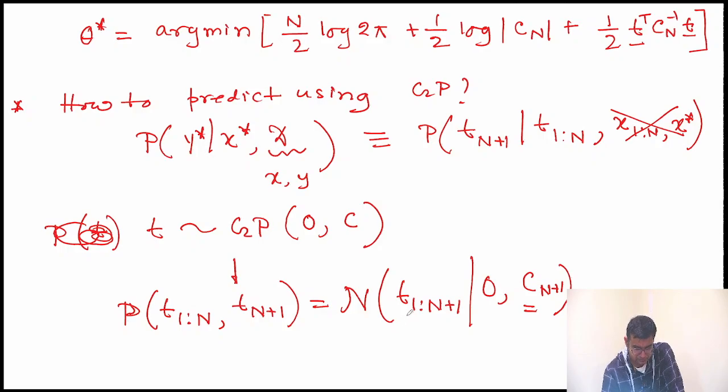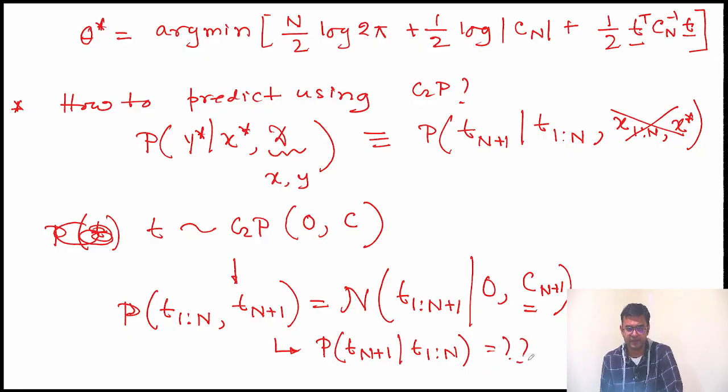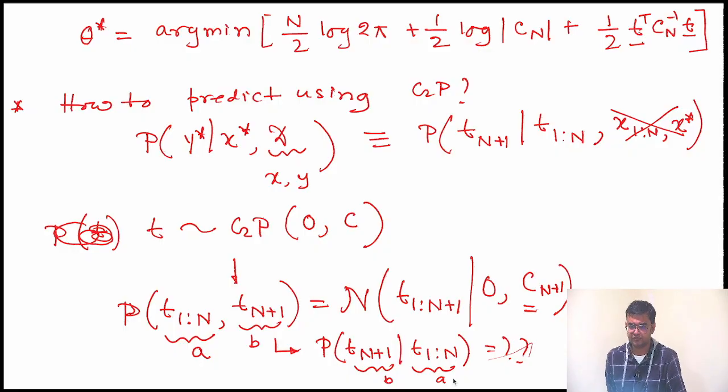From here we want to compute the probability of Tn plus 1 given T1 to n. This is to be computed, right? We will make our life a little simpler. I hate this T1 to n plus 1. So T1 to n, let's call it variable A. This, let us call it variable B. Then I want to compute the probability of B given A.